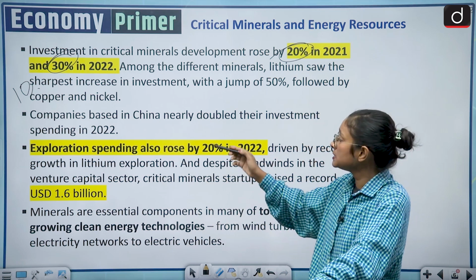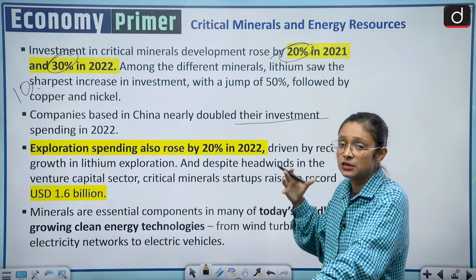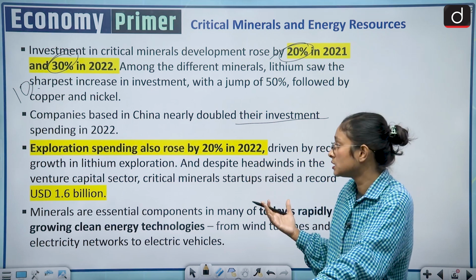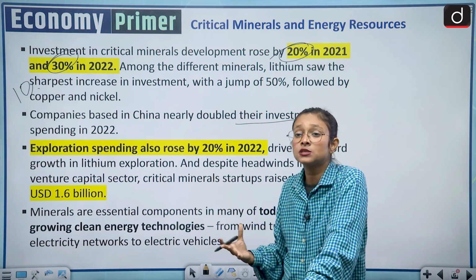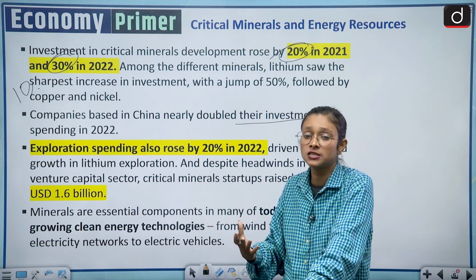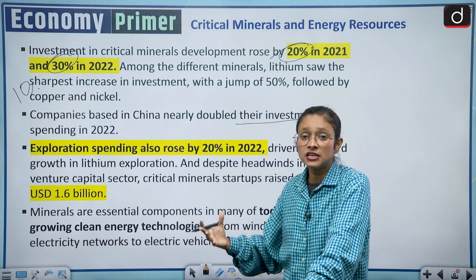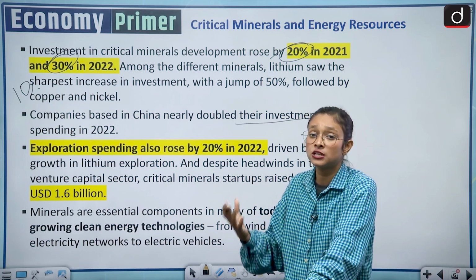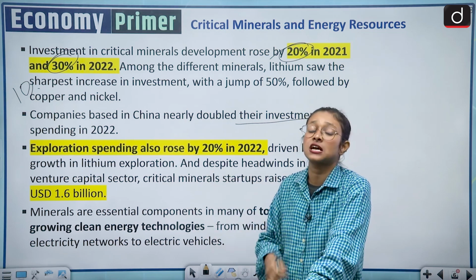Companies based in China nearly doubled their investment spending in 2022. We have increased by 10%, but in China it has doubled. It means that China is investing a lot in critical minerals, depending on what kind of critical minerals they have in their country. Sometimes we share common critical minerals, and that creates another form of competition between two countries. If a country has more ability in such minerals, it means the country is becoming rich and its economic condition is improving. It also depends on how efficiently you use your critical minerals, what the market base is for them, and what the process of extracting them is.